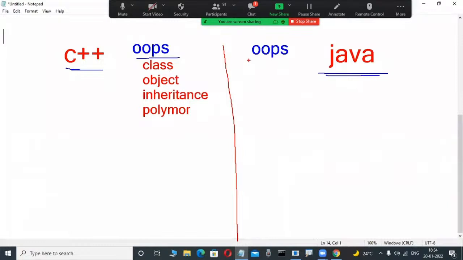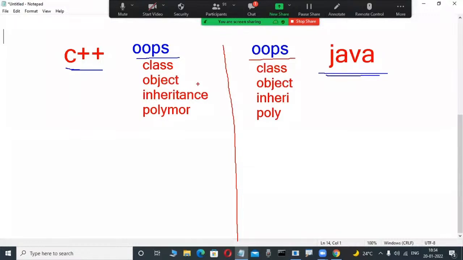Observe here. In Java also, OOPS concepts mean what? What is a class? Okay, fine. What is an object? Some concepts are there, or not? Yes. What is inheritance? Okay, fine. Again, what is polymorphism? So many concepts are there. That's why, conceptually, class, object, inheritance, polymorphism are conceptually the same.